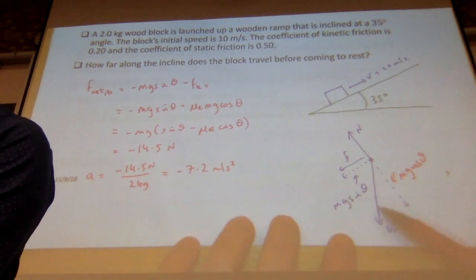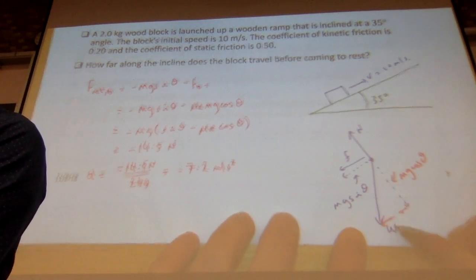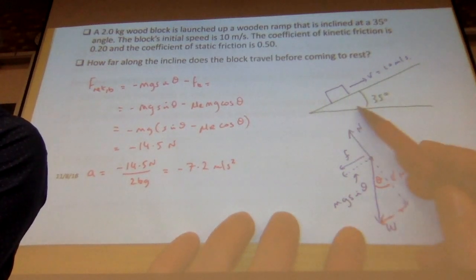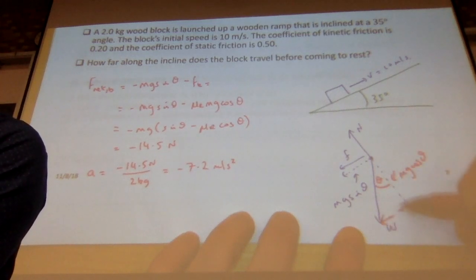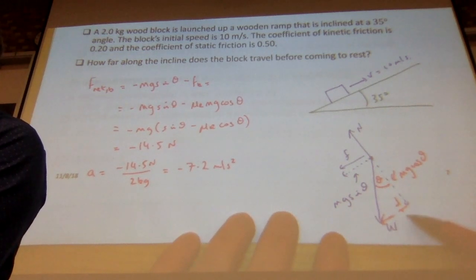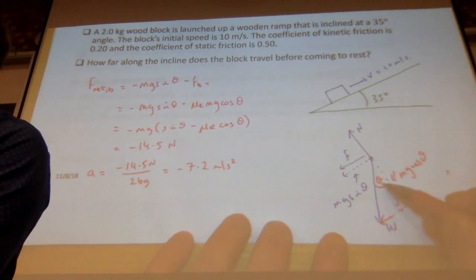So once you decompose it, the weight force is straight down. This angle in here is theta. If the horizontal line, if this angle here is theta, the hypotenuse of this right-angle triangle is mg. So the adjacent side is mg cos theta. The opposite side is mg sin theta. This is the theta up here at the top.